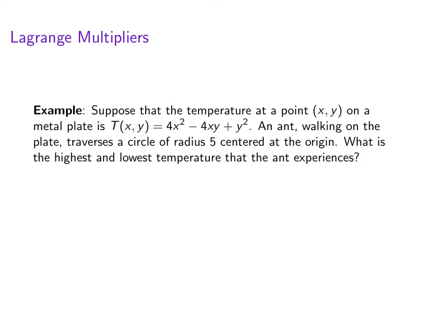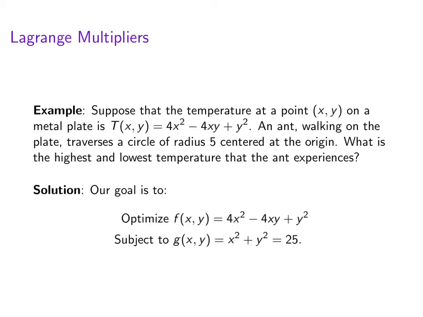We have an ant that's walking along the metal plate, and it goes along a circle of radius 5 centered at the origin. And we'd like to know what's the highest and lowest temperature that the ant experiences. So that means our goal is to optimize f of x, y equals 4x squared minus 4xy plus y squared, subject to this constraint that g of x, y is equal to x squared plus y squared equals 25. You'll notice that we're using the word optimize here, indicating that we're going to do both maximum and minimum values.